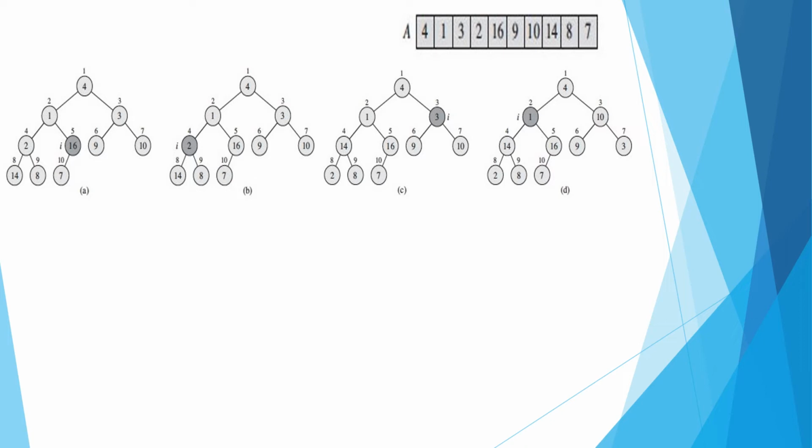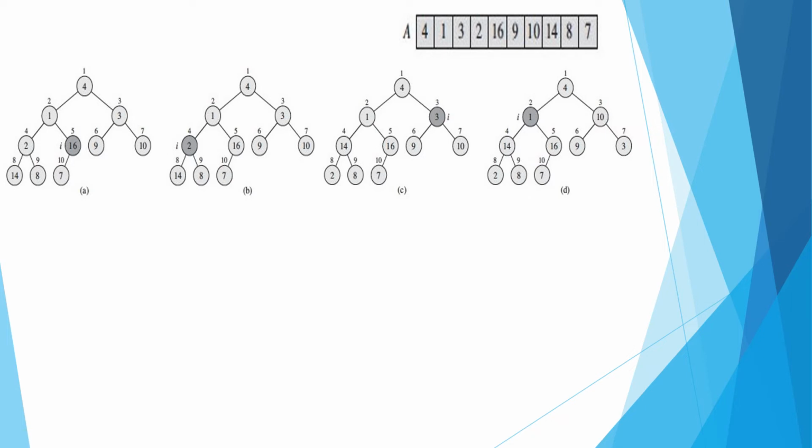In figure C, we can see the result after swapping the value 2 with the larger key 14. Now we are decrementing the value of i to 3. There is another violation of the max heap property, and we swap the value 3 at index 3 with the value 10 at index 7.